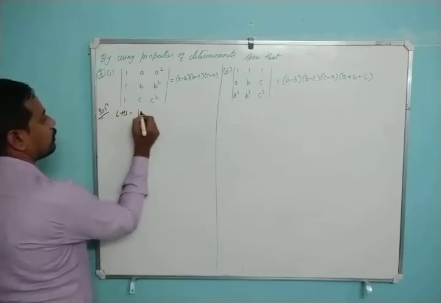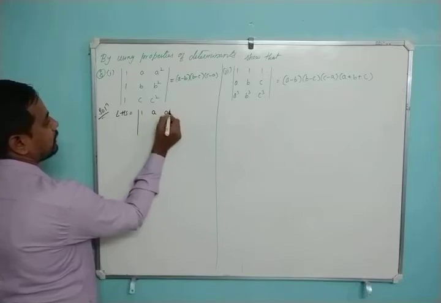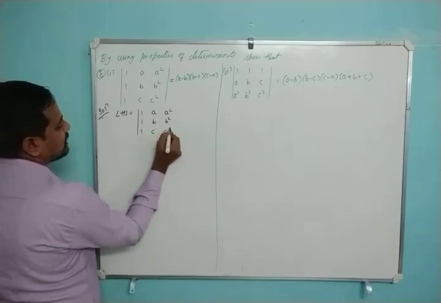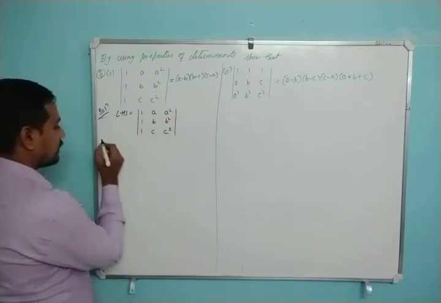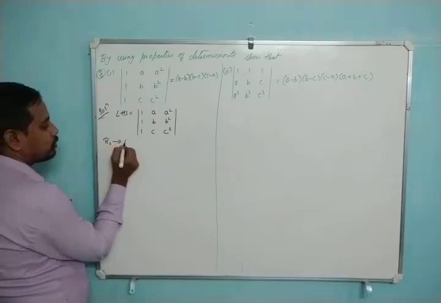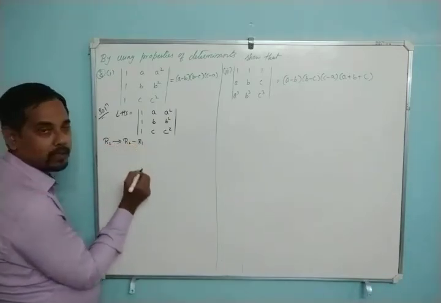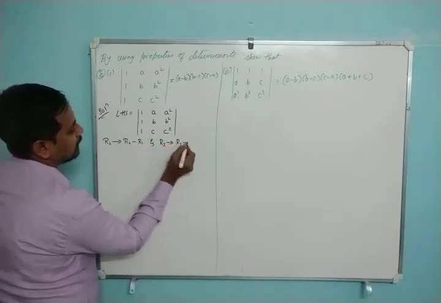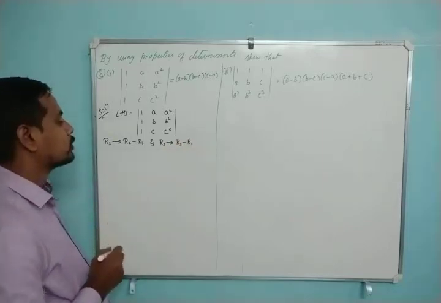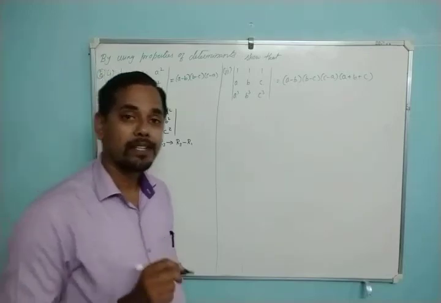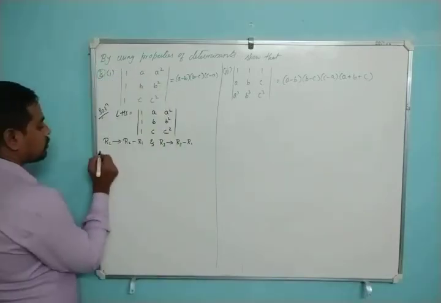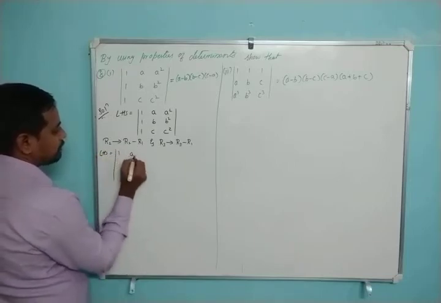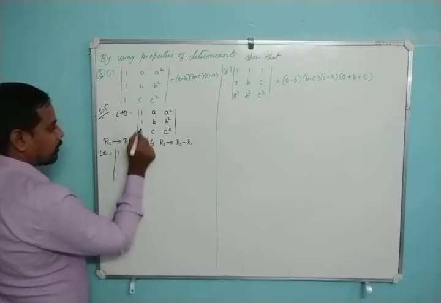LHS is equal to 1 a a square, 1 b b square, 1 c c square. Okay, let r2 change to r2 minus r1 and r3 change to r3 minus r1. So what happens to LHS? First row remains the same.